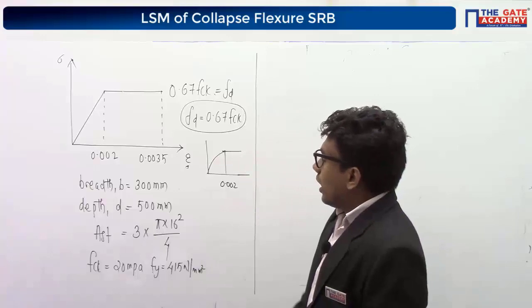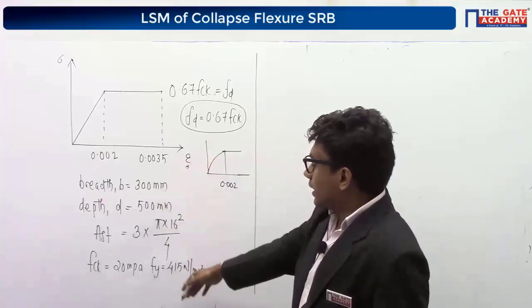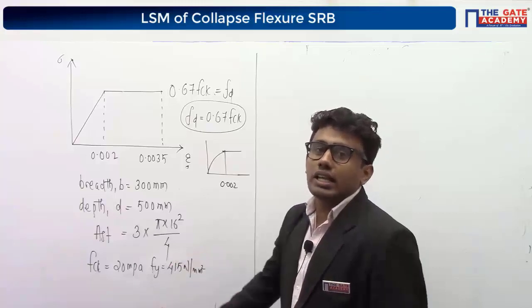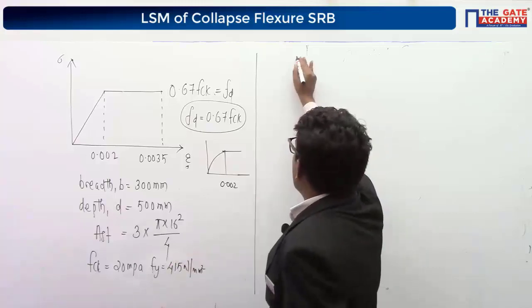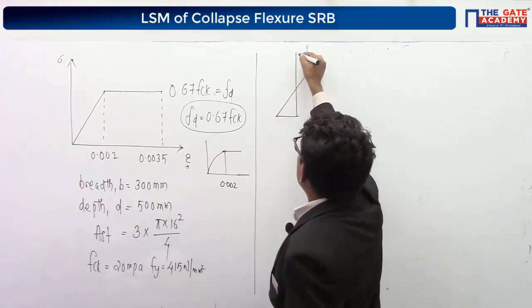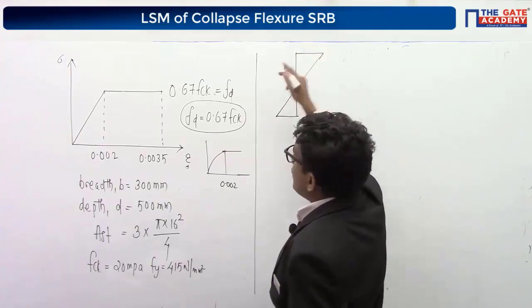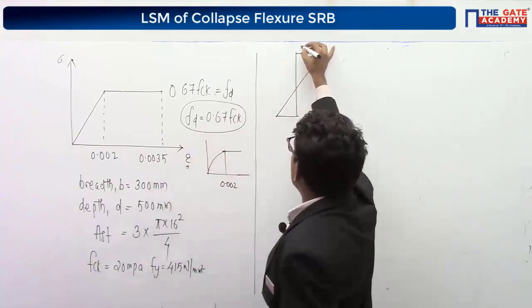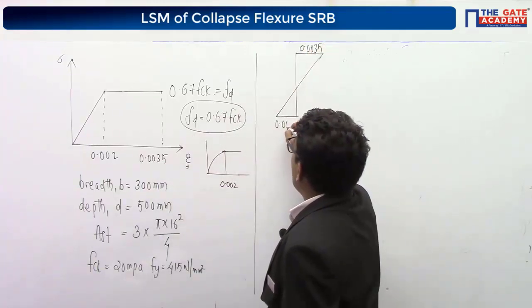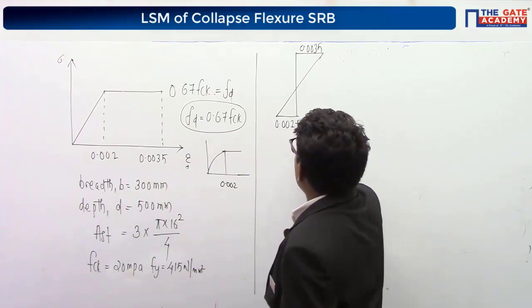Right now, I am going to find the compressive force. I am going to find the tensile force separately to find the Xu value. I am going to draw the stress strain curve here. This is the strain diagram. What is the strain value given here? 0.0035, so there is no change in the strain value. Here the strain value is 0.002 plus Fy divided by 1.15 Es.